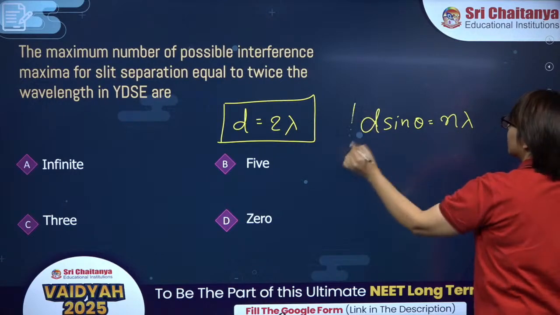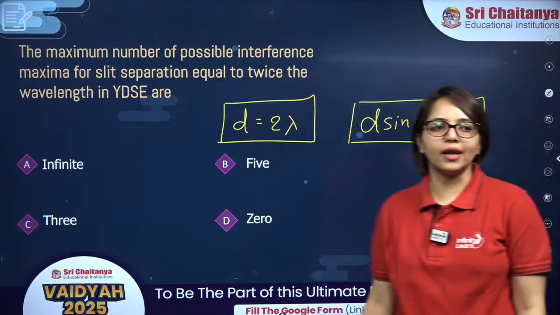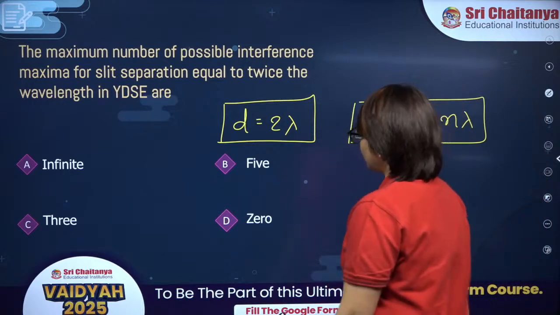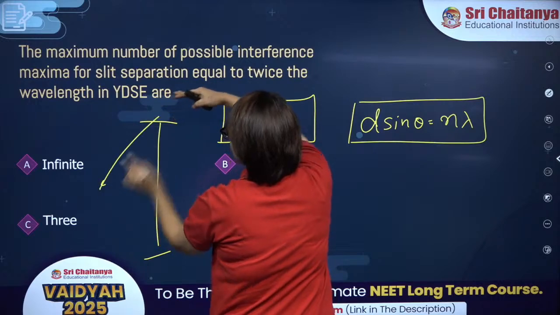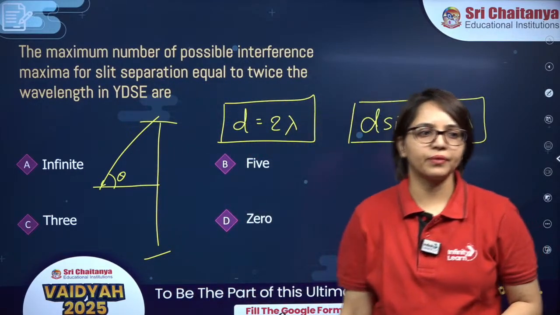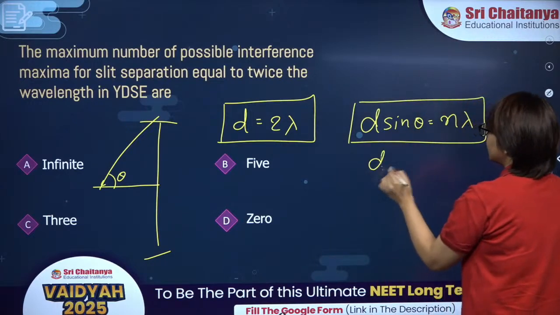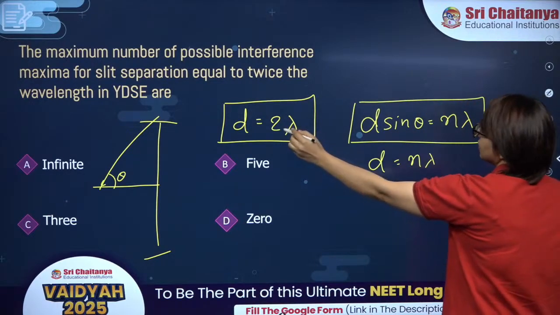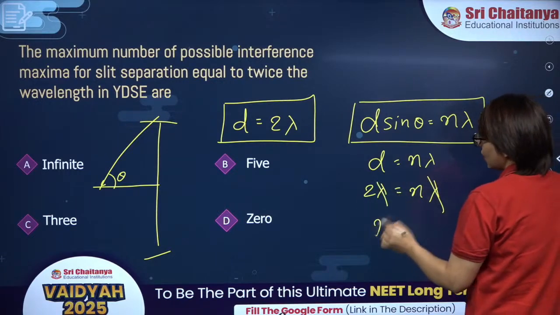For maxima, d sin theta, the path difference, should be equal to n lambda. To get the maxima up to its maximum capacity, theta will be approximately 90 degrees. So sin 90 degrees is 1, so d should be n lambda. But d is equal to 2 lambda, so 2 lambda is equal to n lambda, so n is 2.